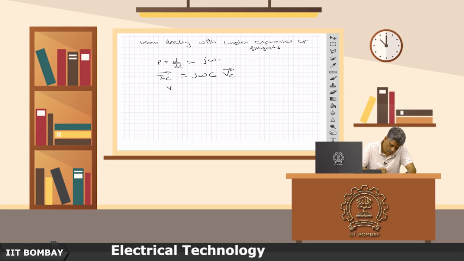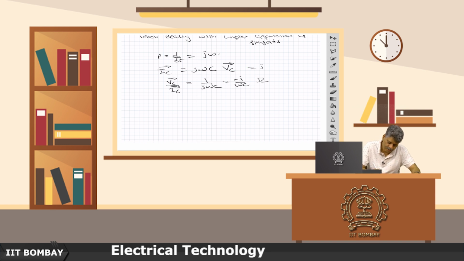So, therefore, the impedance V c by I c is 1 by j omega C, or minus j by omega C ohms, and the admittance, which is the reciprocal of the impedance, or the B, because there is no real part here, is simply j omega C. So, this can also be written as j B into V c amps.